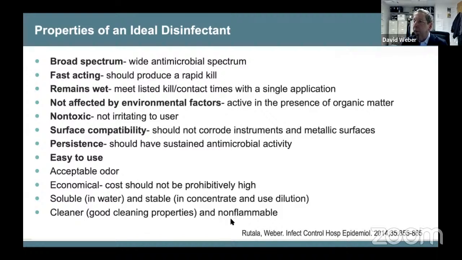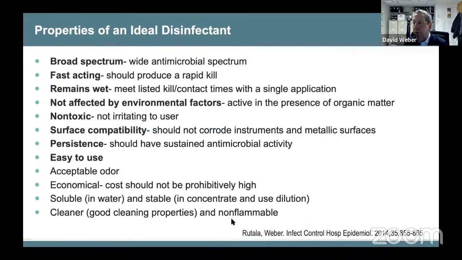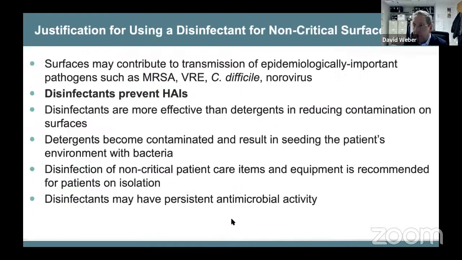That's probably the most sensitive thing we have to clean off, or screens like I'm looking at right now. Certain chemicals won't work on them. Ideally, persistence, so that it, unlike alcohol, doesn't just evaporate and the bacteria grow back. And ease of use for the environmental service workers. Others are acceptable odor, economic, soluble, and good cleaning capacity. And there is no such thing as an ideal disinfectant, but many of our disinfectants are doing just an excellent job these days.